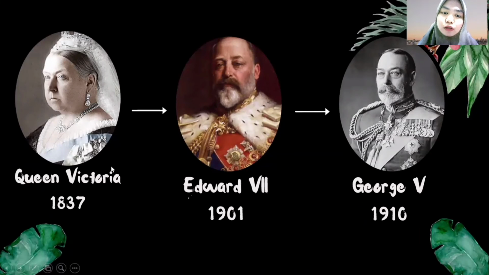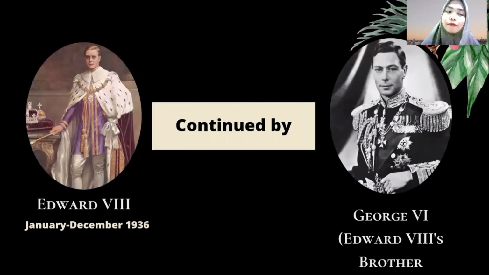From Queen Victoria, the throne passed to her son, Edward VII, and then to George V. From George V, the throne passed to Edward VIII. Edward VIII was crowned in January 1936, but abdicated the throne in December 1936 because he married an American widow, Wallis Simpson. Then the throne was continued by George VI, who was Edward VIII's brother.